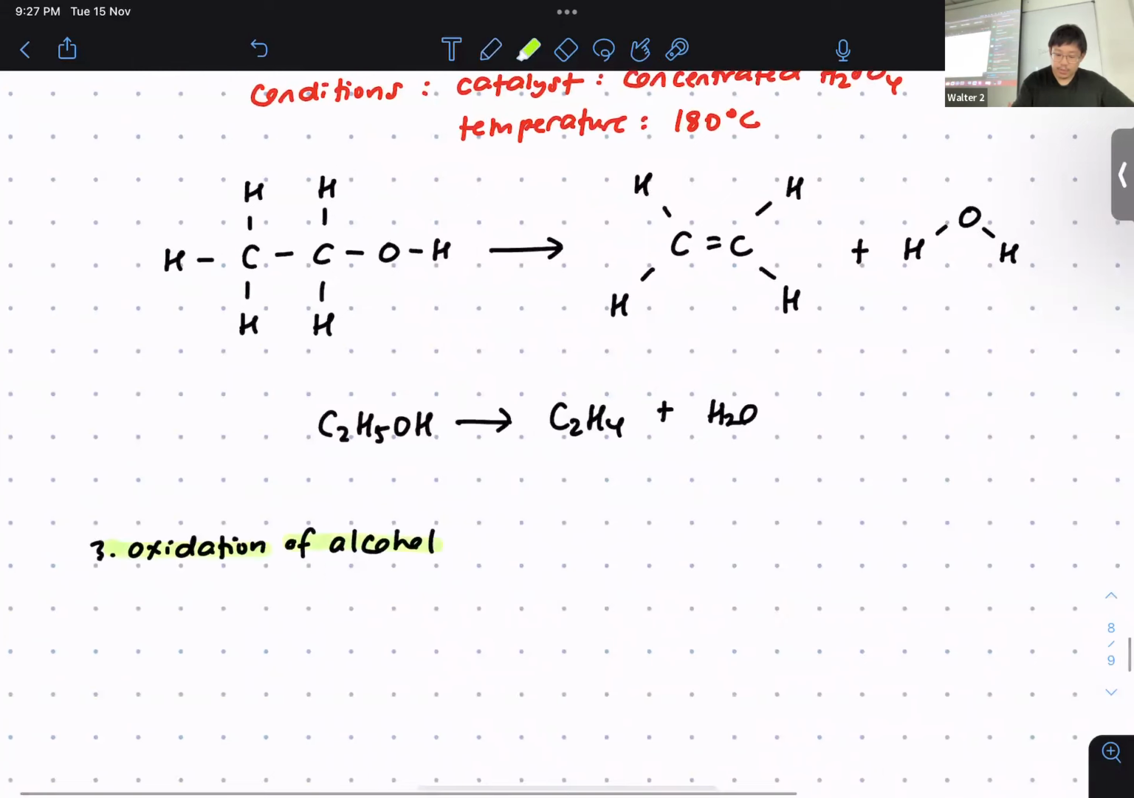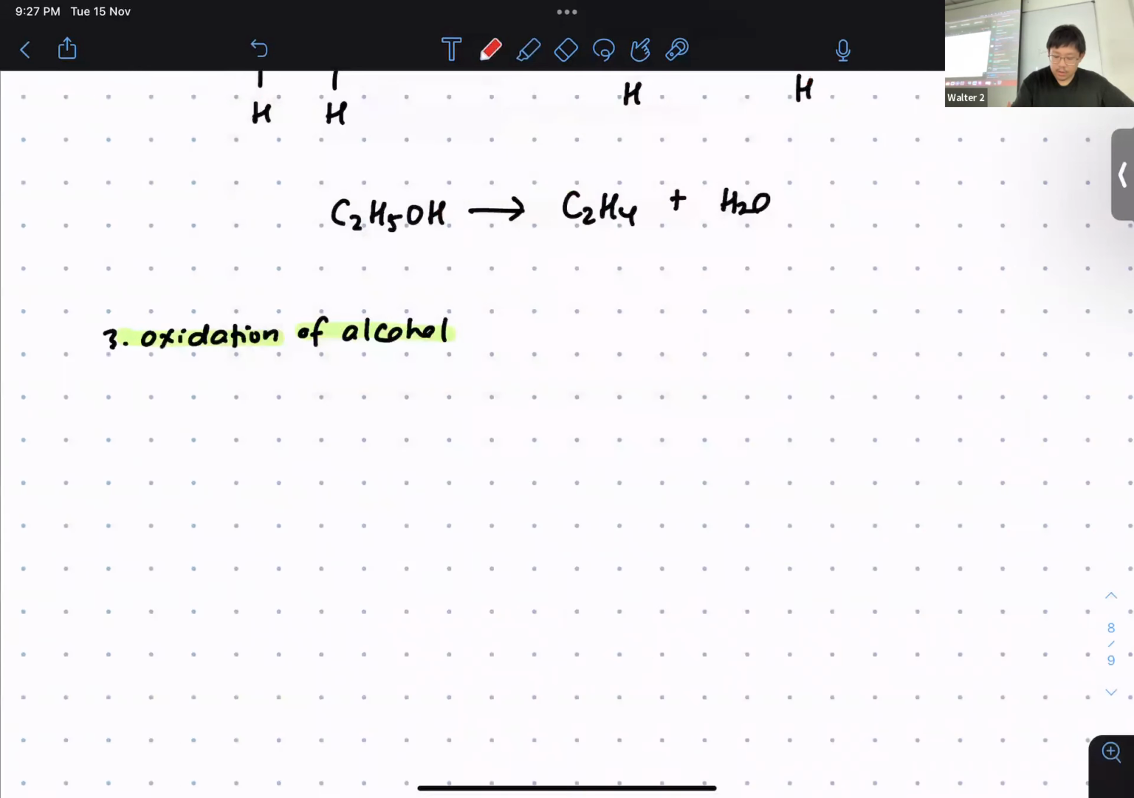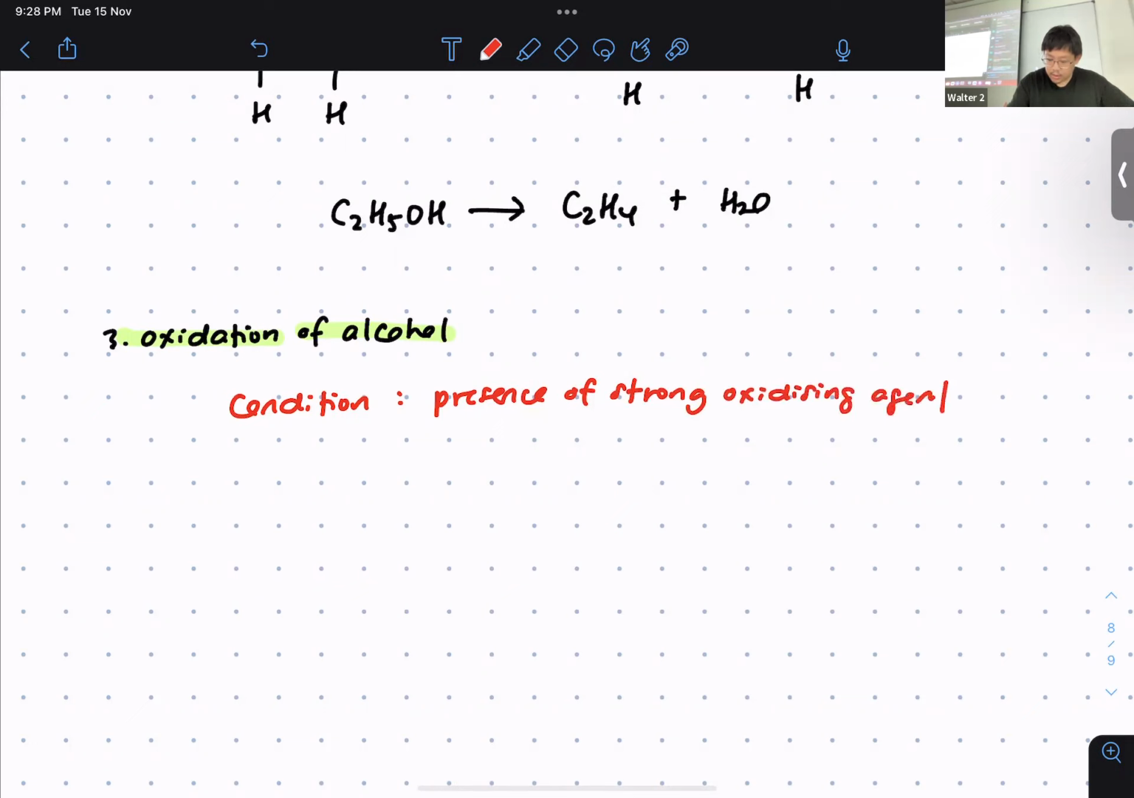So the reaction condition here will be the presence of a strong oxidizing agent, which is acidified potassium manganate(VII) or acidified potassium dichromate(VI).